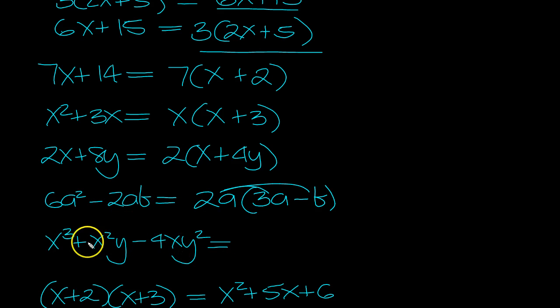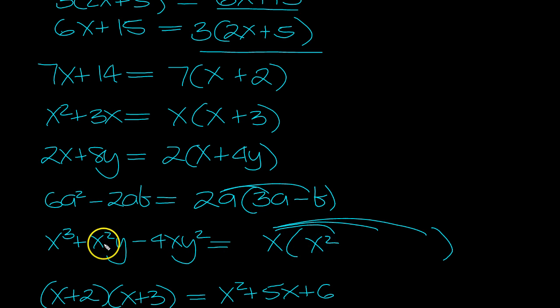Here what's common? There's an x common, isn't there, all the way through? But there's no y common, so it's just an x. So what do we need to put in those 3 spots? Well, in the first one we need an x squared. In the next one, we've taken one of the x's out, so we'll just leave an xy. And then we've taken that x out, so we're just left with minus 4y squared.